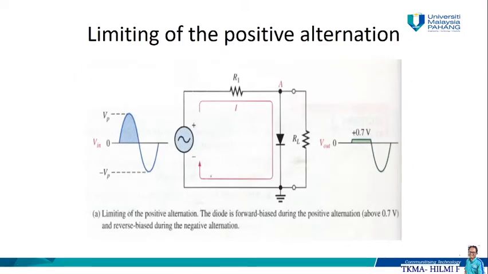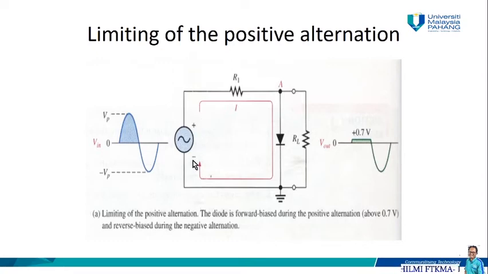Limiting of the positive alternation. In this circuit, the diode is going to be forward biased when the input voltage is in the positive alternation. So the current is going to flow, but it will be limited to 0.7 volt. But when the input voltage is in the negative alternation, in this part.